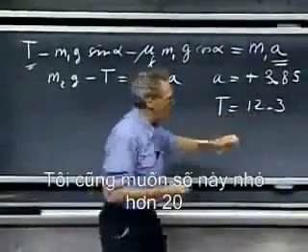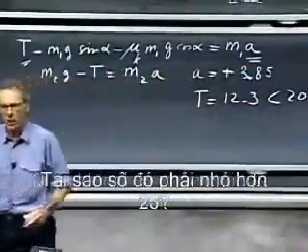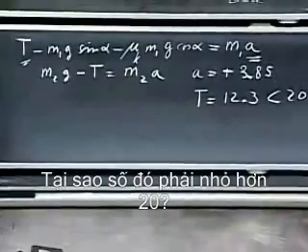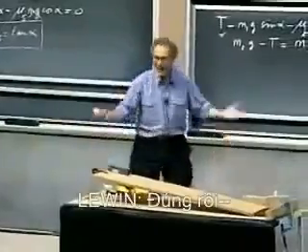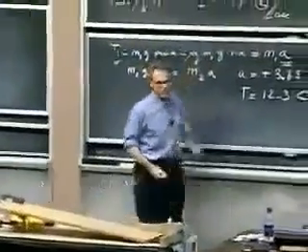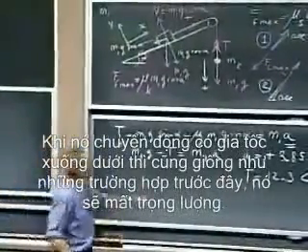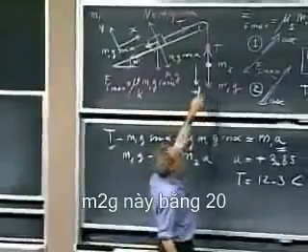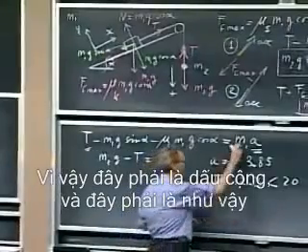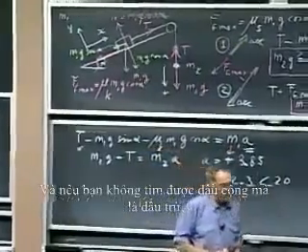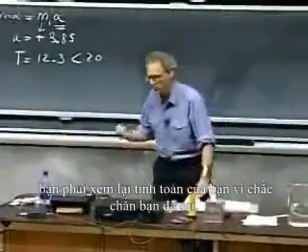I also want this number to be less than 20. If not, I've made a mistake. Why does that number have to be less than 20? Exactly. This object is going down. To put it the way we put it last time, it lost weight. It's accelerated downwards. This m2g, which is 20, better win it from T, otherwise it would never be accelerated down. So this plus sign is a must, and this is a must. And if you find not a plus sign but a minus sign, you have to go back to your calculation because you've made a mistake.